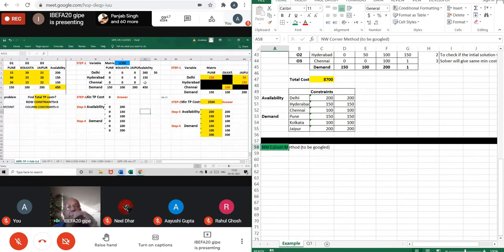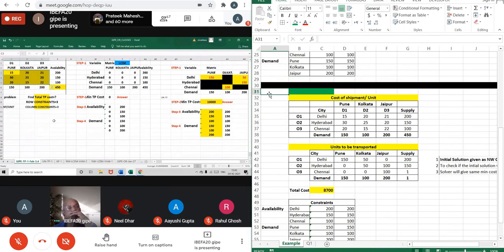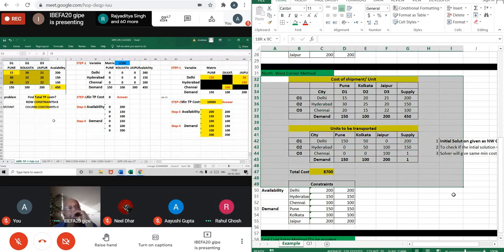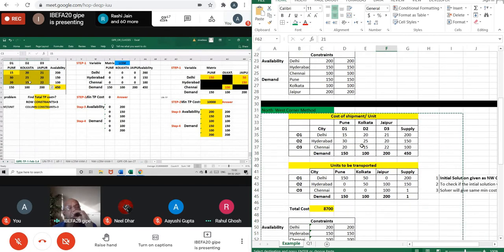That is called least cost entry method. Look at the cost matrix. Which is the minimum cost? 15. Which 15 will you choose? Delhi to Pune, or I can even go for Chennai to Kolkata also.